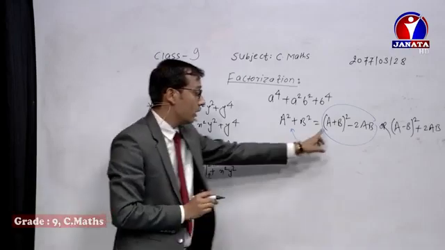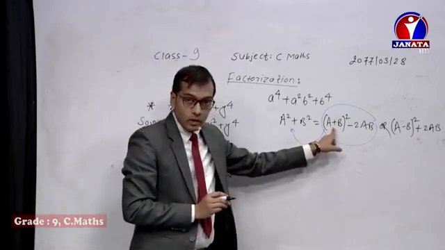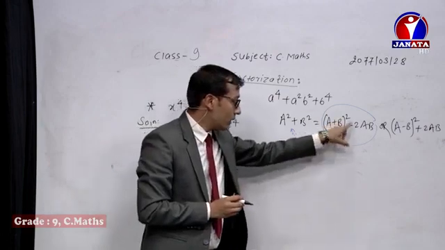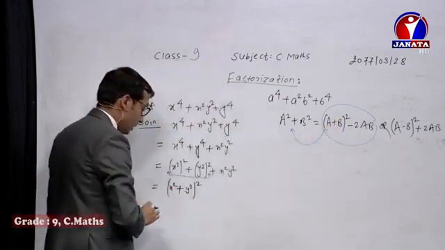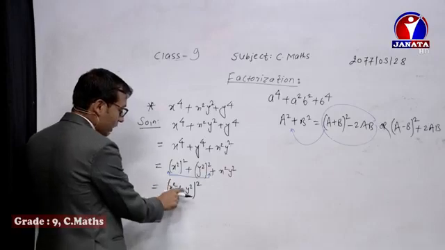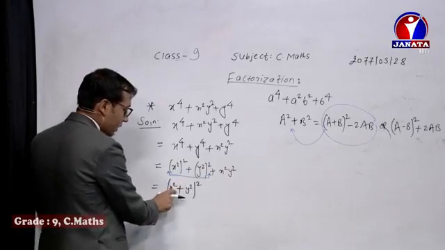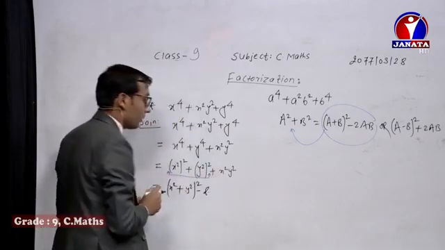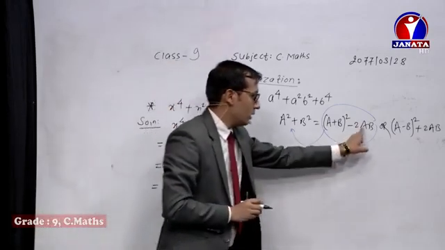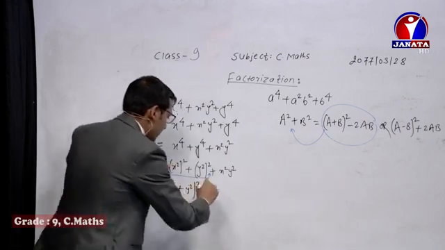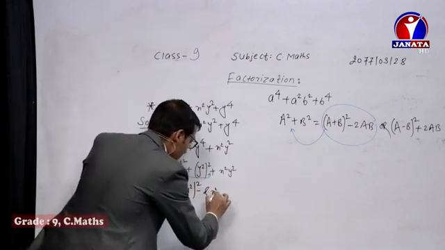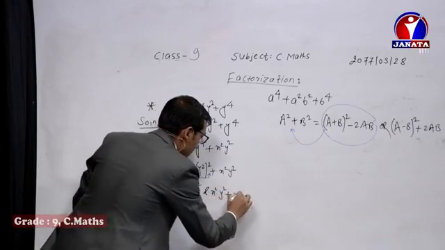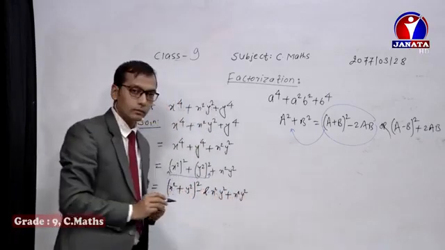What is the formula? Let's have a short look at this formula again. A plus b whole square minus twice of ab. So what is a? x square. What is b? y square. So a plus b whole square minus twice of ab. A times b. So what is a? x square times what is b? y square. And let's write the last term as it is.